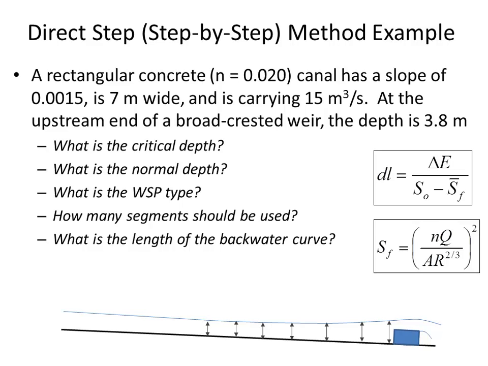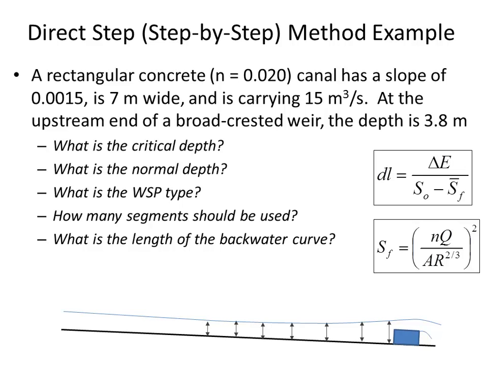And so in the spreadsheet that we set up, that is what we're going to be finding: how long is the distance between each one of these steps. The formula we're going to use is that we can find the length by the difference in the specific energy divided by the difference in the channel slope and the average energy grade line slope. We're going to find the energy grade line slope.